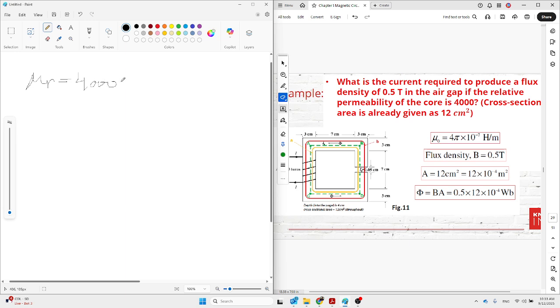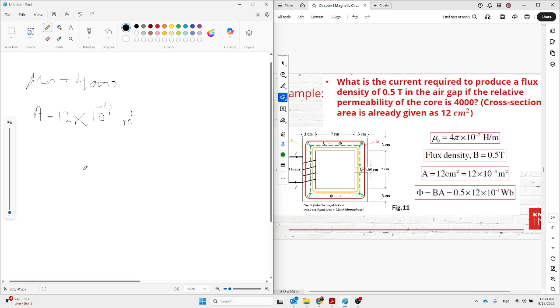Can you remember last time I mentioned the value is mostly in this range? And the A also for both of them, because we are going to ignore any losses of the flux, is 12 times 10 minus 4 square meter, because here it is square centimeter. So A is also given. Then what is the reluctance here?